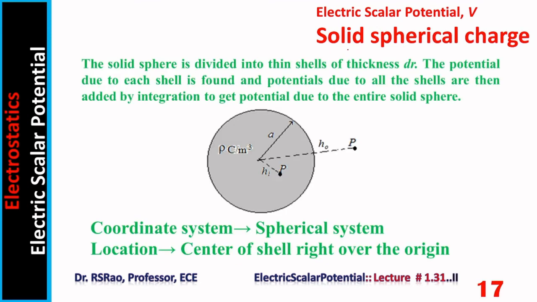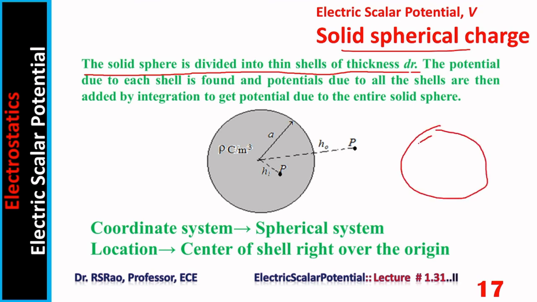Now the last one is that we consider a solid spherical charge. Actually this is an extension of the previous charge configuration. The solid sphere can be divided into thin shells of thickness dr. We already have the expression for potential due to a thin shell. Now we divide this solid into shells. For each shell, we can simply write down the expression already available, and then we add. This addition gives the potential due to these shells. All these shells put together form the spherical charge distribution. Therefore, the resultant potential must be the potential due to this solid spherical charge.